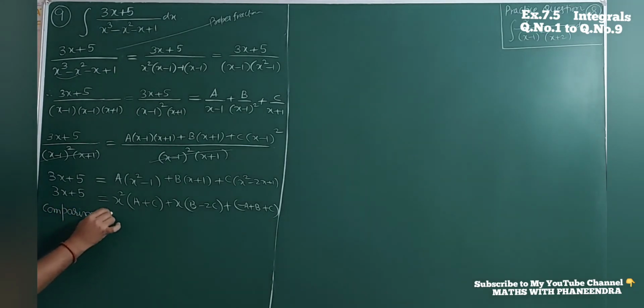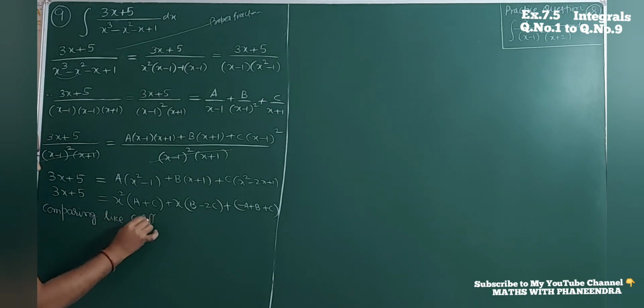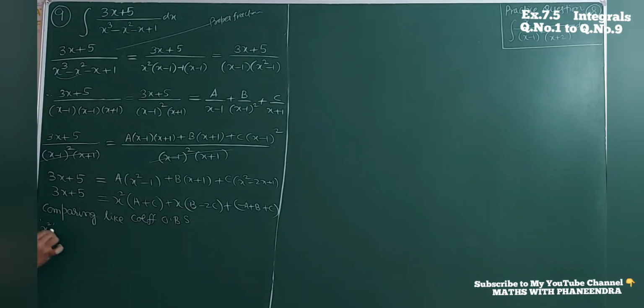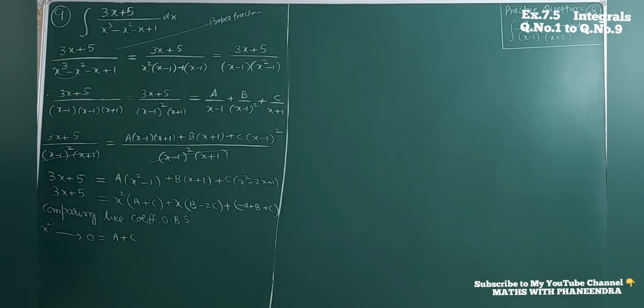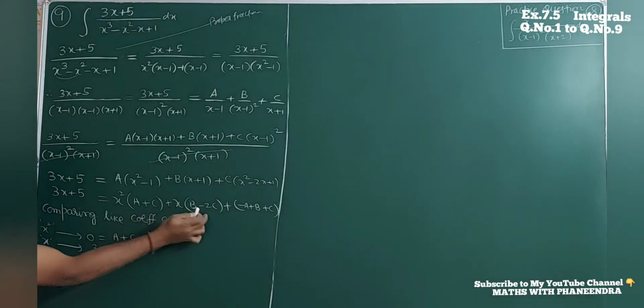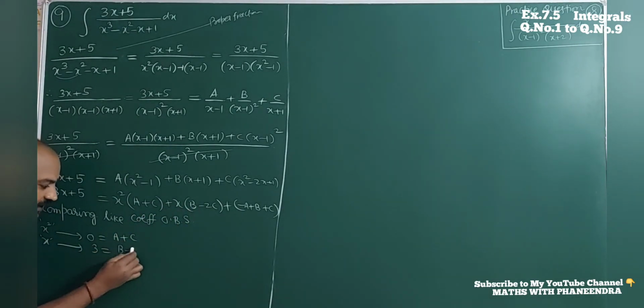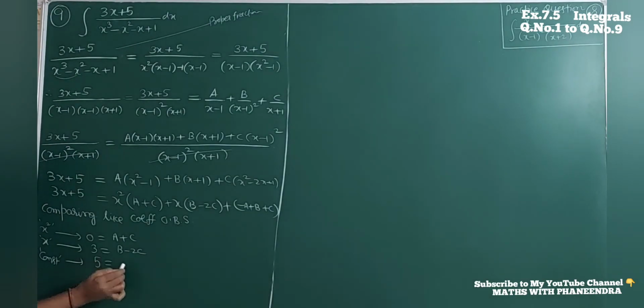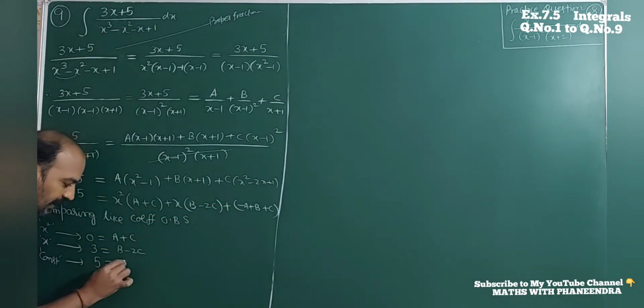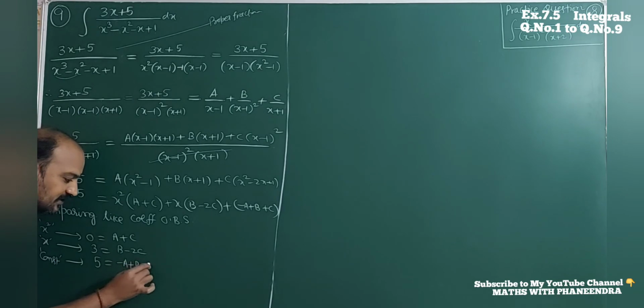Comparing like coefficients on both sides. So first, x square coefficients I am comparing. x square coefficient is what here? 0. Here x square coefficient is a plus c. Next, x coefficients I am comparing. Here x coefficient is 3. Here x coefficient is b minus 2c. Next, comparing constant terms. Here constant term is 5, equal to minus a plus b plus c.